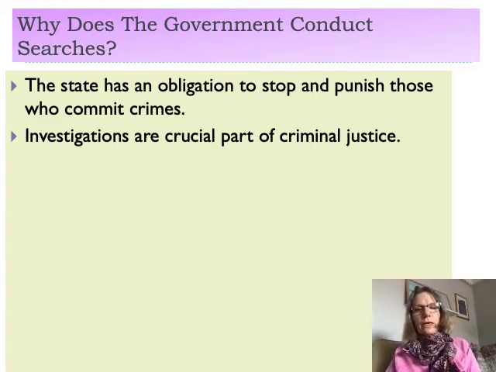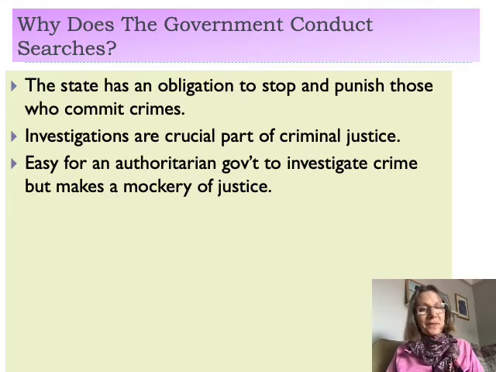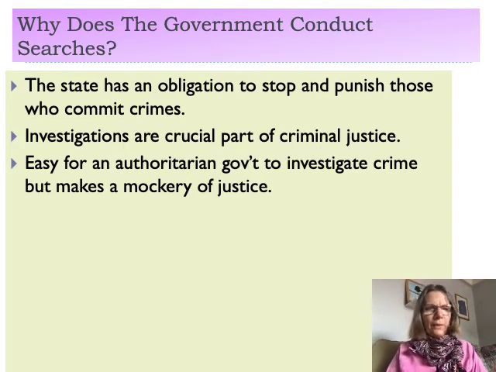So searching, investigating, that's a crucial part of the criminal justice system. But as I tell my students in criminal justice, it's really easy to fight crime if you live in an authoritarian regime. In an authoritarian regime, there's no limits on the government power. They can do whatever they want. There might be a constitution, there might be laws, but the government doesn't follow it.